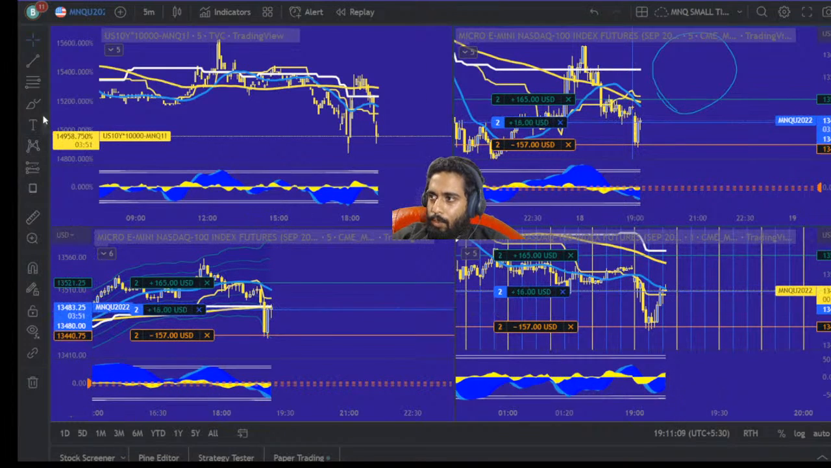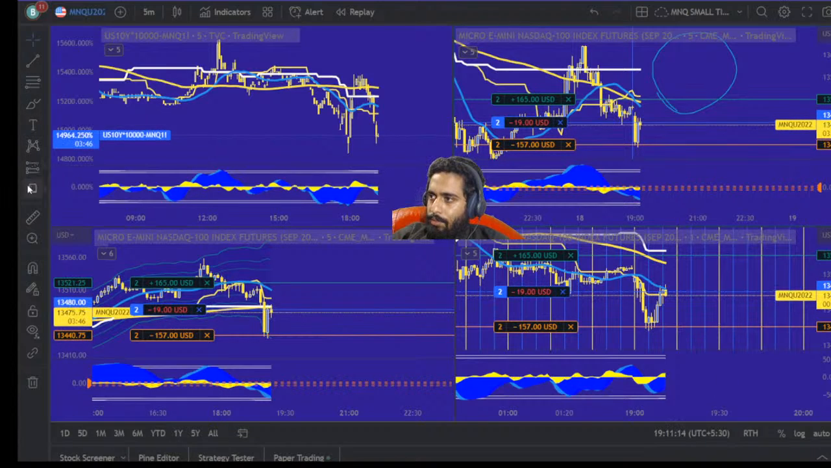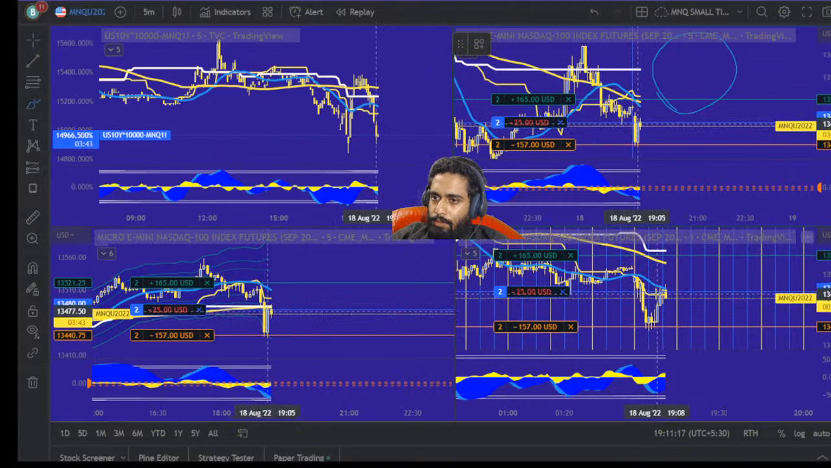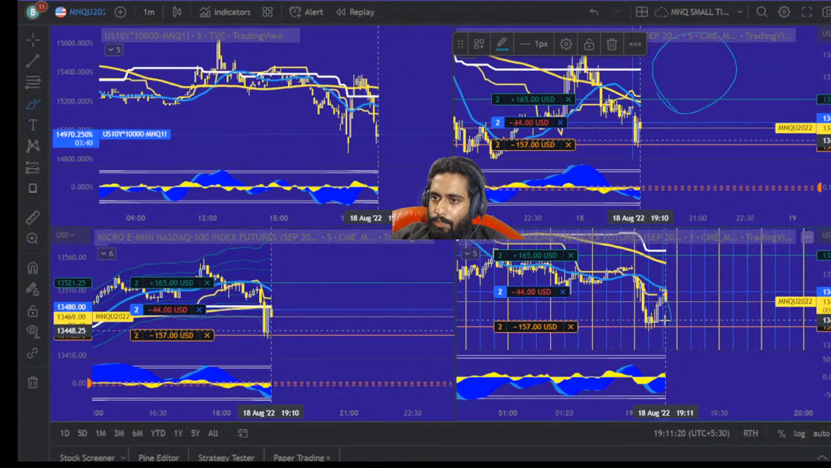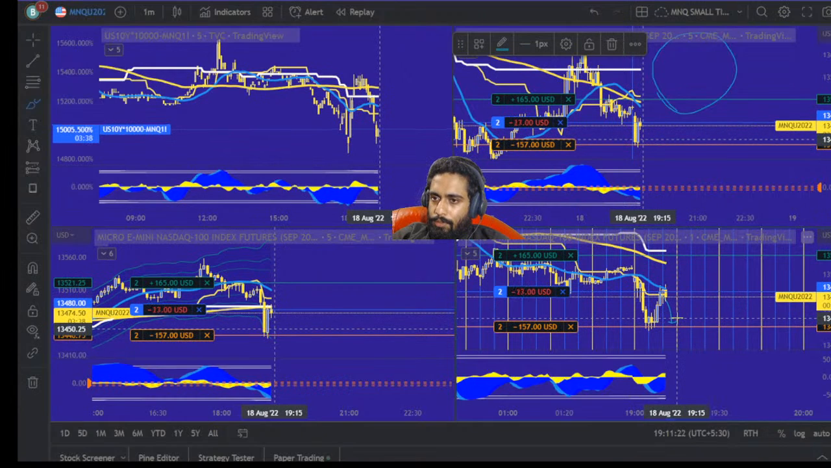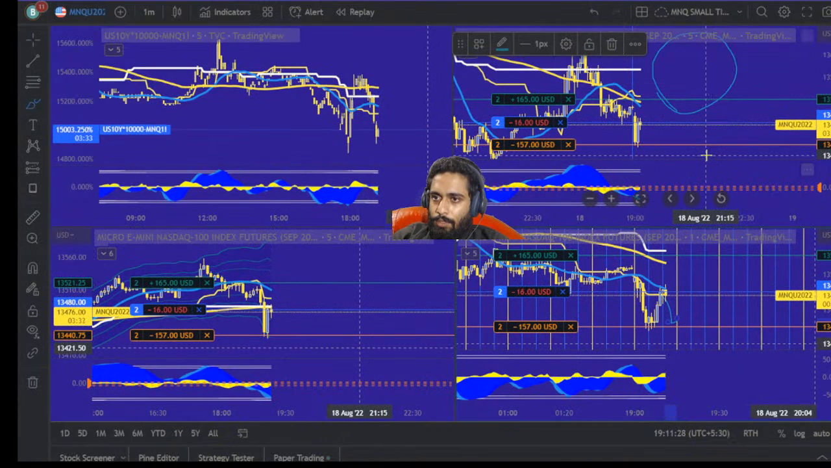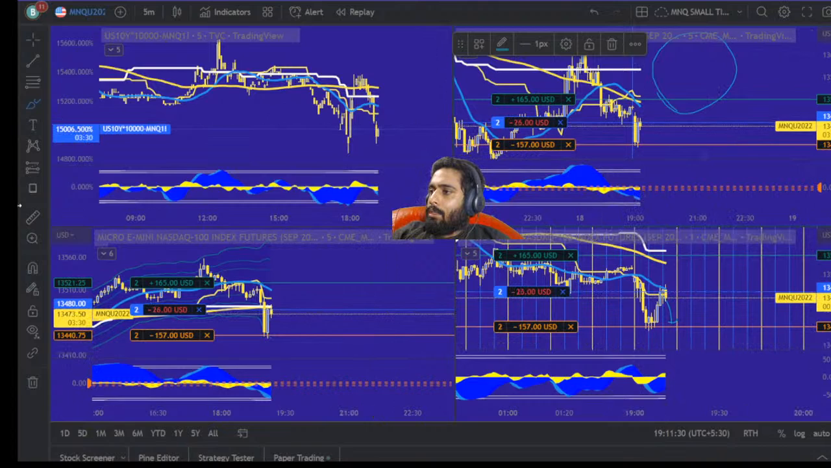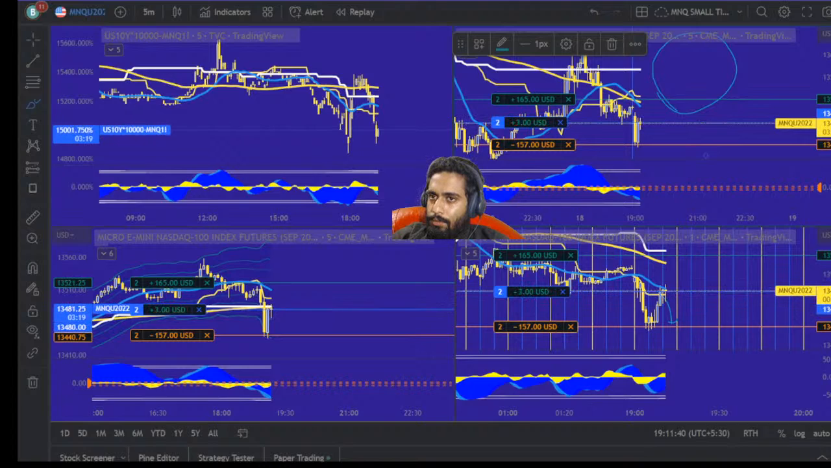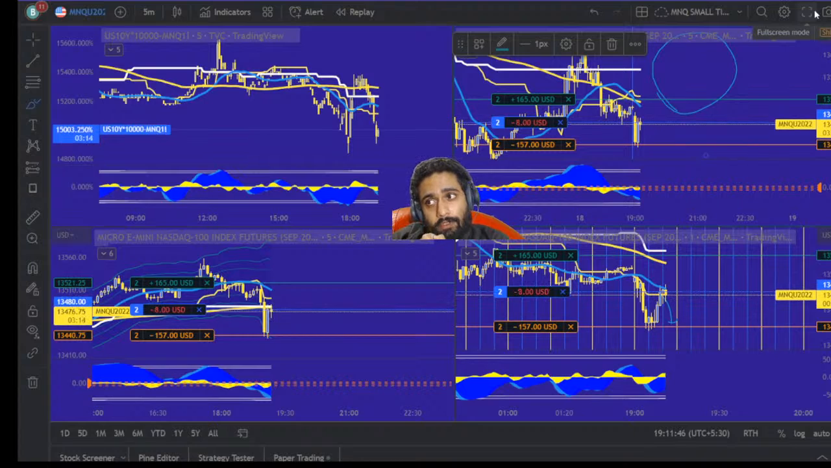If it goes like this on a 1-minute chart, if it hits here, then it's not good for a bullish sentiment, for an early bullish sentiment. It's not good for an early move. Some bulls are definitely coming in.